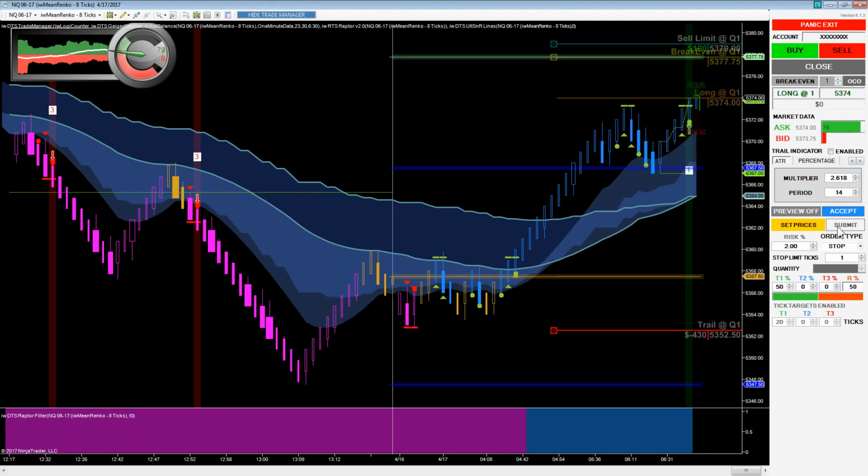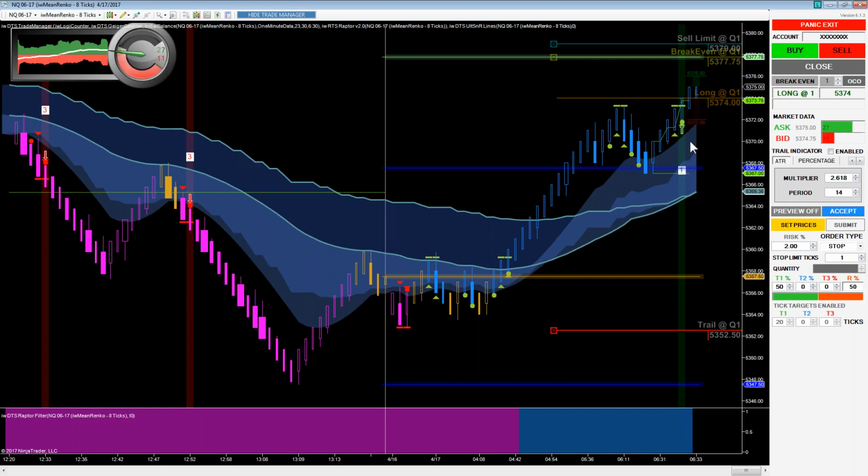Okay, we're only a couple minutes into the session here. We're getting a cloud crossover signal. The cloud crossover signal is the number 1 signal here on the Raptor, and it prints when our clouds cross over. It's essentially the first signal that prints once that cloud crossover is complete. It does tend to be a pretty high probability signal.